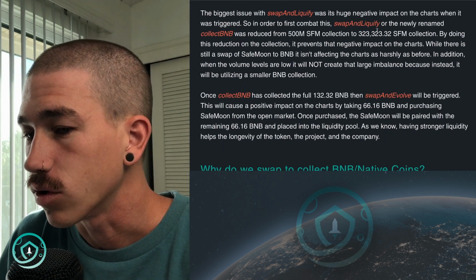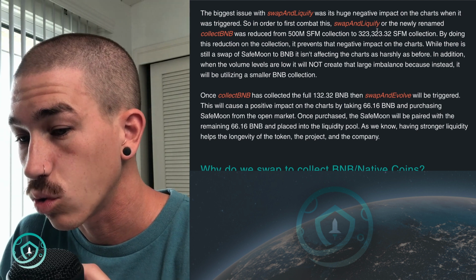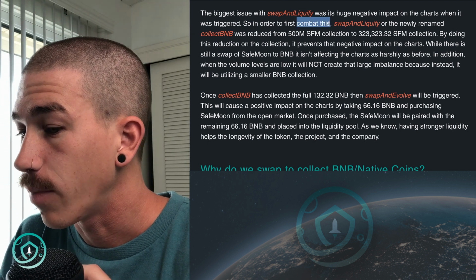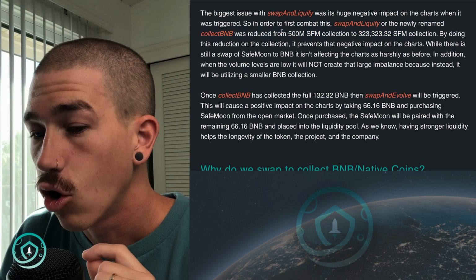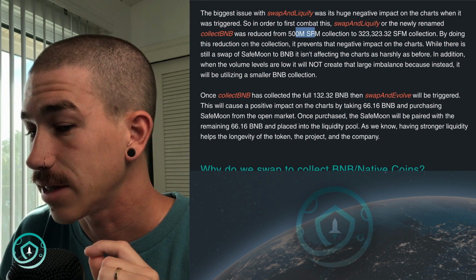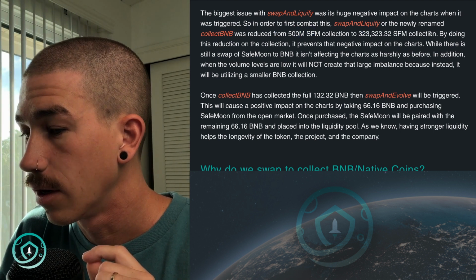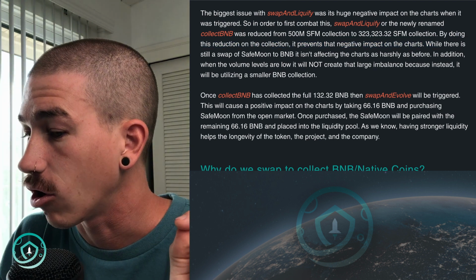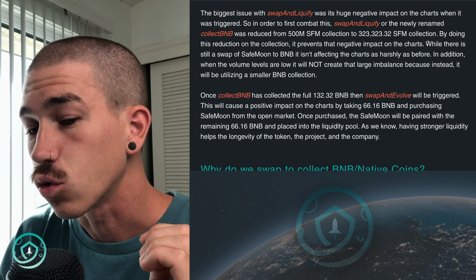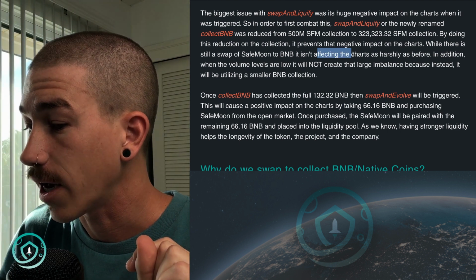The biggest issue with swap and liquefy was its huge negative impact on the charts when it was triggered. So in order to first combat this, swap and liquefy, or the newly renamed collect BNB, was reduced from 500 million Safemoon collection to 323,000 Safemoon collection. By doing this reduction on collection, it prevents that negative impact on the charts. While there is still a swap of Safemoon to BNB, it isn't affecting the charts as harshly as before.